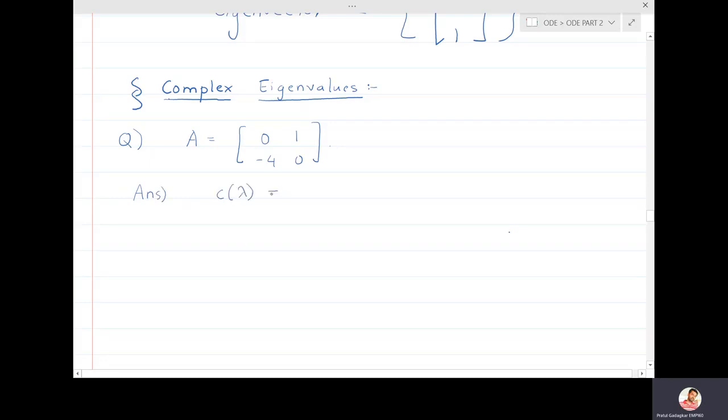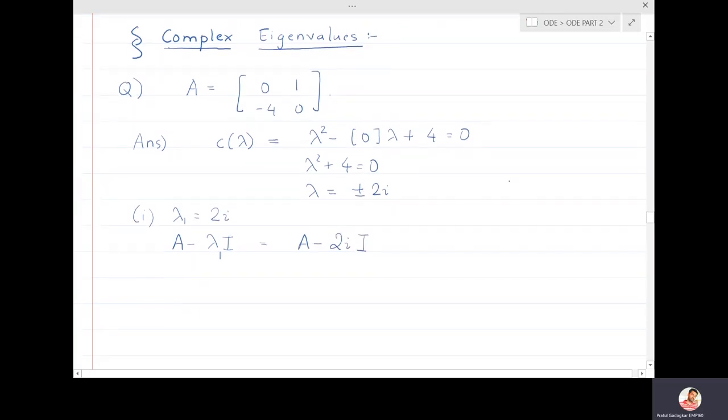So the characteristic polynomial C(lambda) is equal to lambda squared minus the trace, which is 0, times lambda, plus the determinant, which is 4, equal to 0. So lambda squared plus 4 is equal to 0, and therefore lambda is equal to plus minus 2i. These are the two eigenvalues of the matrix. Now we will calculate A minus lambda I. I will say lambda 1 is 2i, which is A minus 2i into the identity matrix, which is 0, 1, minus 4, 0, minus 2i on the diagonal.